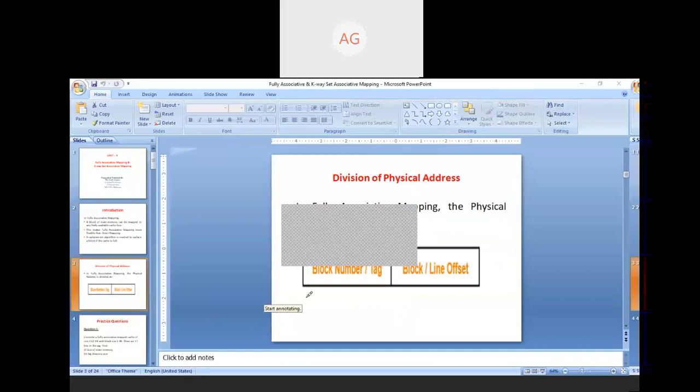Only 5 minutes are remaining, so we are going to solve only one question, which is based on fully associative mapping. Just remember this figure: the division of the physical address in fully associative mapping.